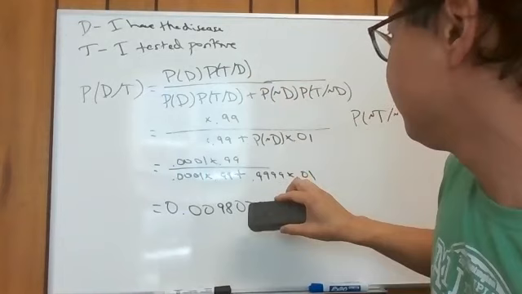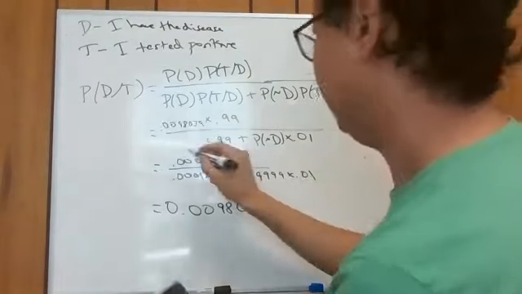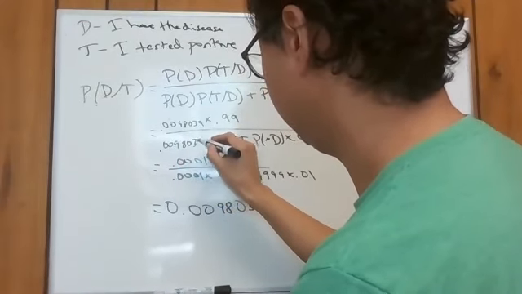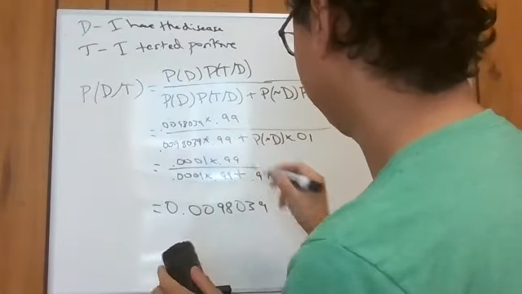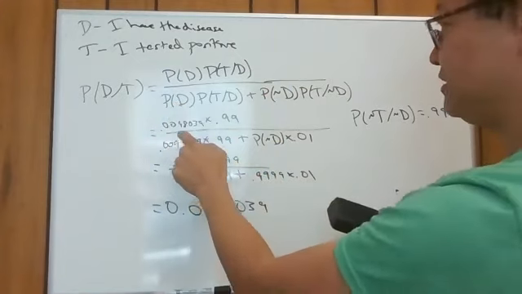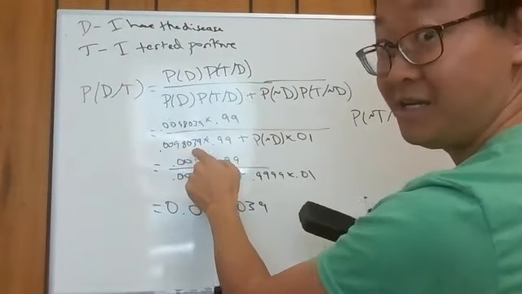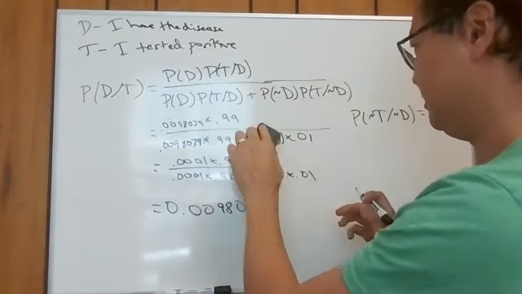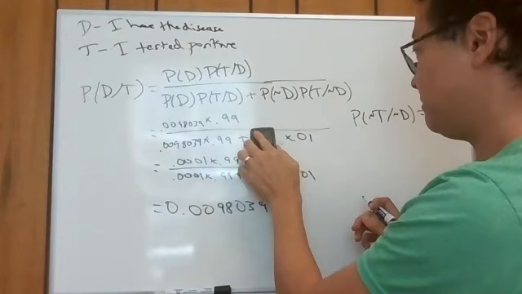So 0.0098039, and that's going to be also 0.0098039. Now, if the probability of D, the prior probability you have the disease, was 0.0098039, that means the probability of not D is going to be 1 minus that. So now what is 1 minus that?